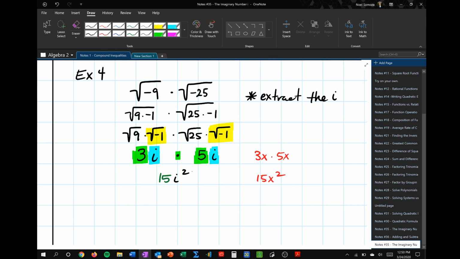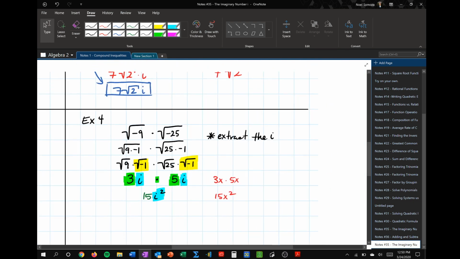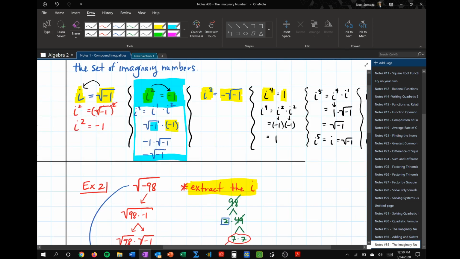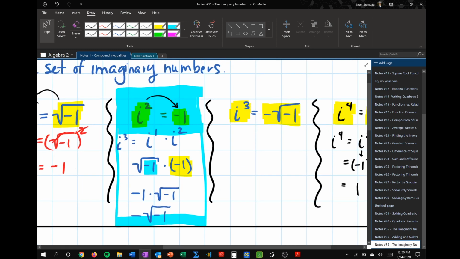Okay, now why is that special? Why did I spend all this time on the first example showing you what i squared was, what i to the 5th was? Well, here it is. I to the 2nd power, we know that this converts into something else. So if we go back up, I told you this is the most important one to remember: i squared is equal to -1. So we have to use that conversion.